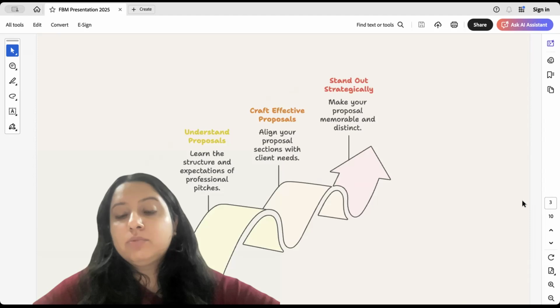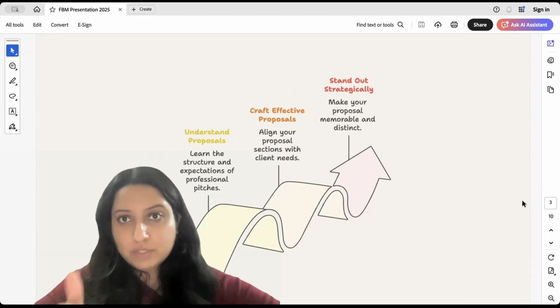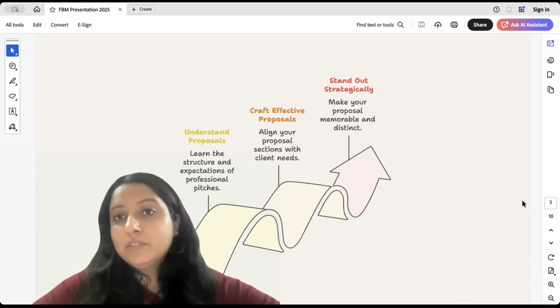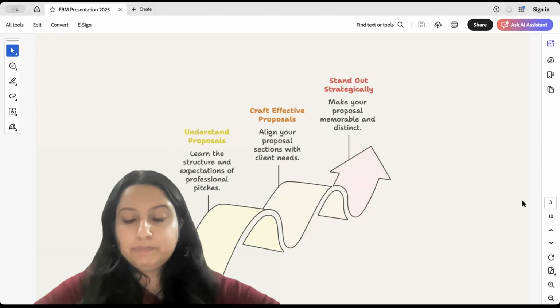But you have to be careful that if you're not tailoring it and if you're not putting in this extra effort, your client is going to get a hint of how similar everybody's response is.